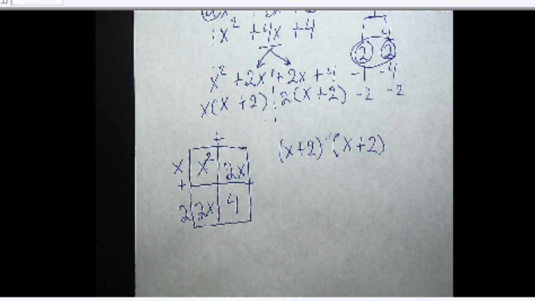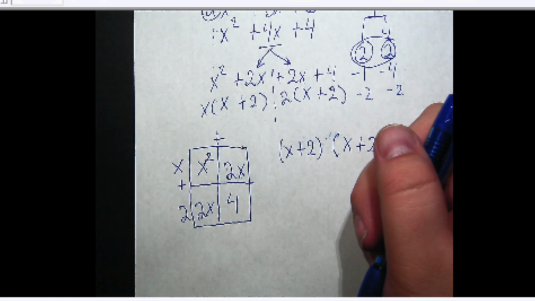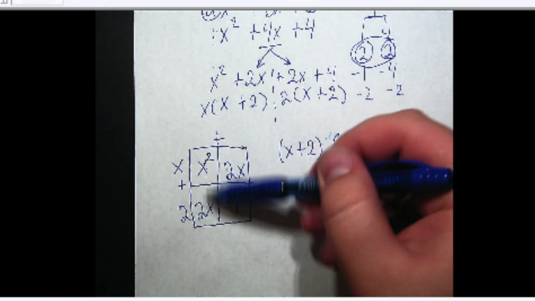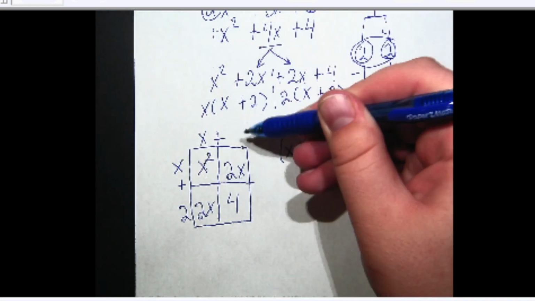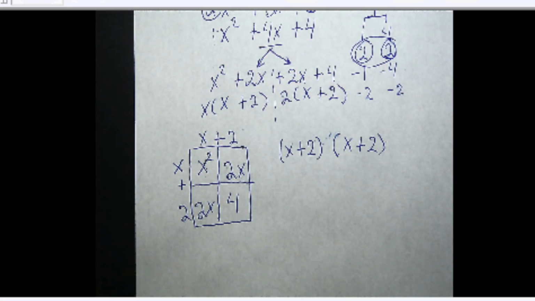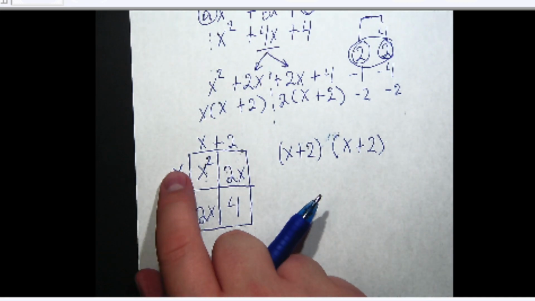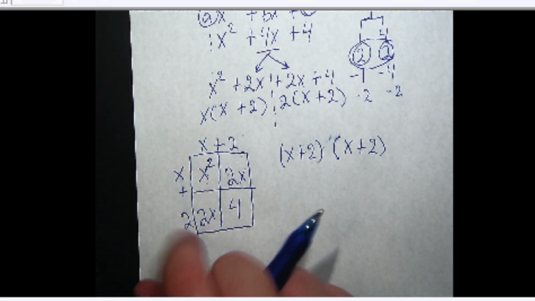Same thing for the columns. So this column here, we've got x squared and 2x. What's their greatest common factor? Again, what do they have in common? X. And here, this column, what do they have in common? Yeah, they can both be divided by 2. And hey, there's our 2 factors. X plus 2 across the top here, and our other factor is x plus 2 down the side here.